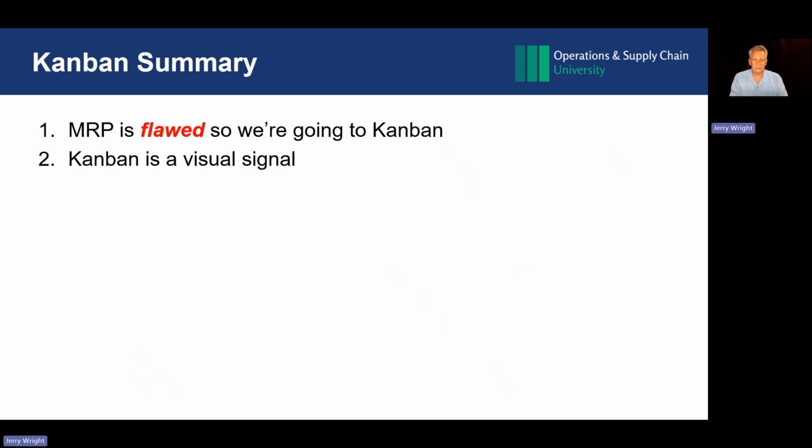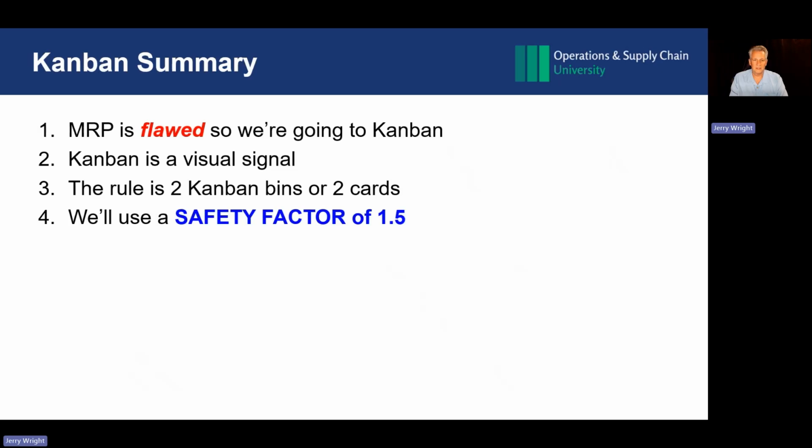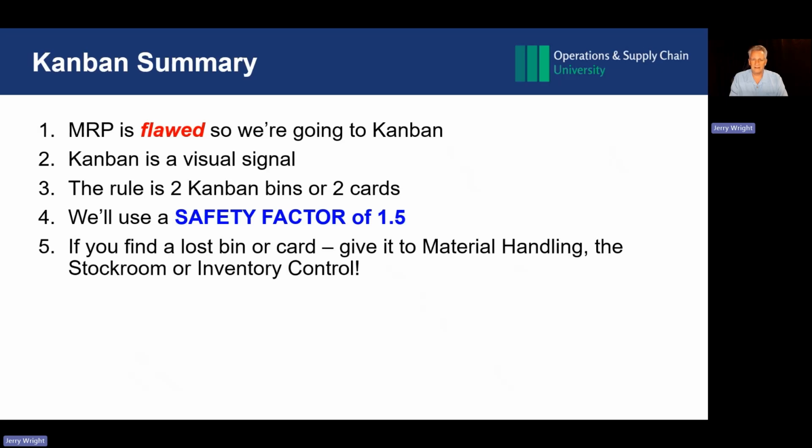All right, Kanban summary. MRP is flawed. It uses guessing. Guessing is not accurate. So we're going to go to Kanban. Kanban is accurate all the time. It basically replenishes only based on consumption or usage. Kanban is a visual signal. The rule is 2 Kanban bins or 2 cards. We'll use a safety factor of 1.5, and we'll talk more about that in the next lesson on Kanban calculation. If you find a lost bin or a card, give it to material handling, the stockroom or inventory control. It means something happened and they need to recover it and get it fixed. And then last, if your Kanban is empty, fill it up.